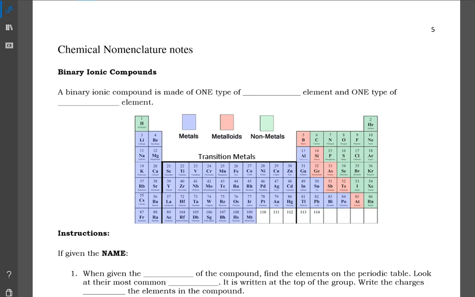What we're first going to be talking about is binary ionic compounds. Binary means made of two elements. Now, that doesn't mean that it couldn't have two hydrogens and one oxygen. There's still just two elements there, hydrogen and oxygen. Okay? A binary ionic compound is made of one type of metallic element and one type of nonmetallic.